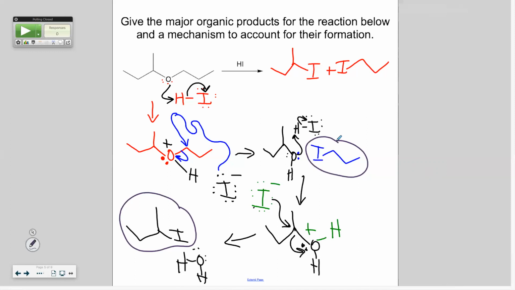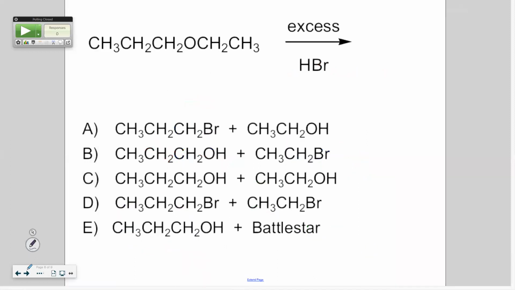What kind of reaction is this when the halide comes in and the leaving group leaves in one step? SN2. No SN2 on tertiary centers. No SN2. If you forgot that, write it down again. You okay? All right, so what are the products from this reaction?